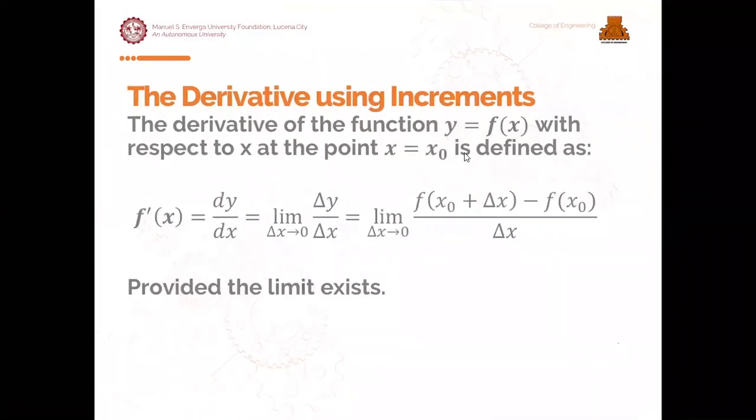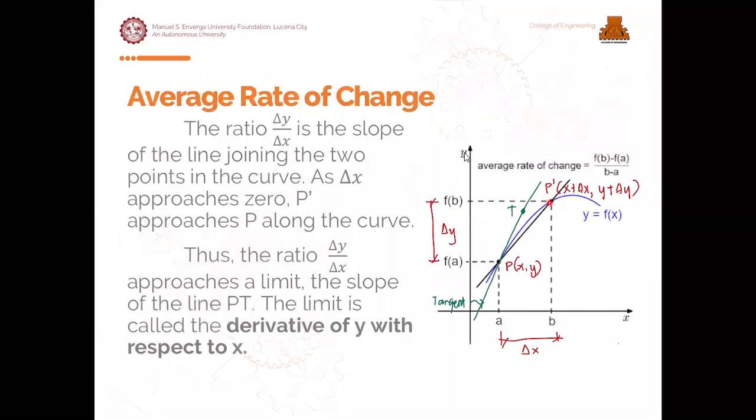So the derivative of the function y is equals to f of x with respect to x at the point x is equals to x of 0 is defined as, so ito yung mga inano natin kanina. So nag-x approaching 0 tayo kasi kung hindi natin x approaching 0, second line yung makukuha natin. Kaya kailangan natin is yung location natin na mag-adjust tayo hanggang mag-approach tayo ng 0 para makapag-create tayo ng tangent line para magkameron tayo ng slope. Okay? Ng slope ng line para doon sa curve.